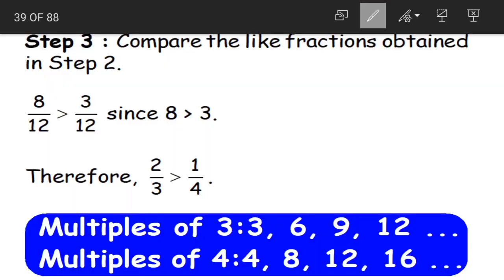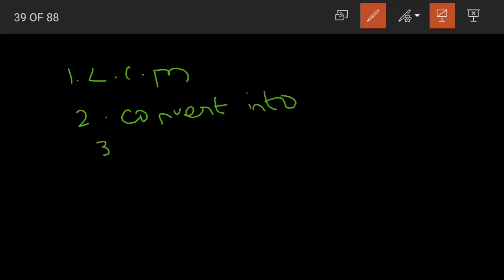For unlike fractions, what are the steps again? First step is to find out the LCM. Second step is to convert them into like fractions. And then after converting, the third step would be to compare them.